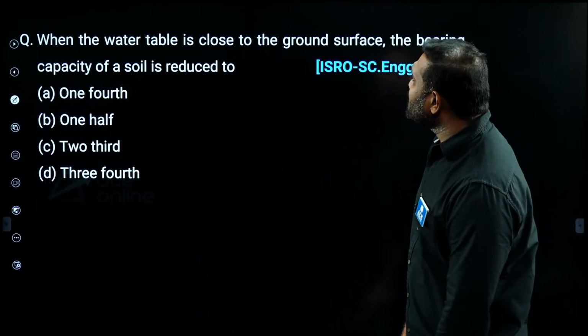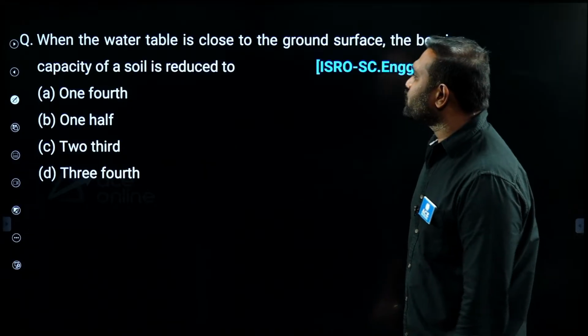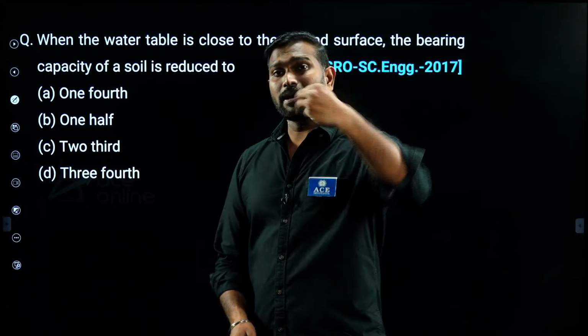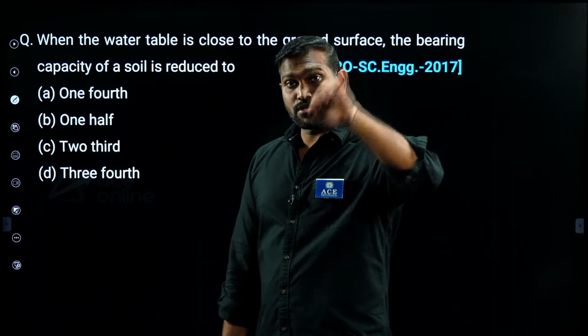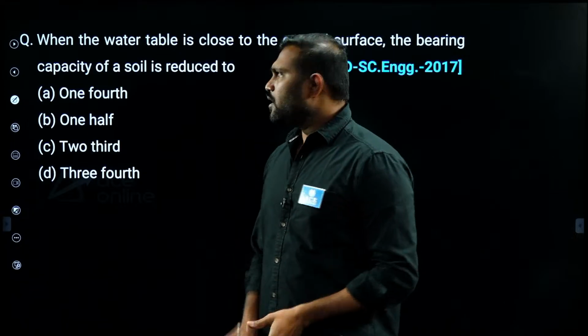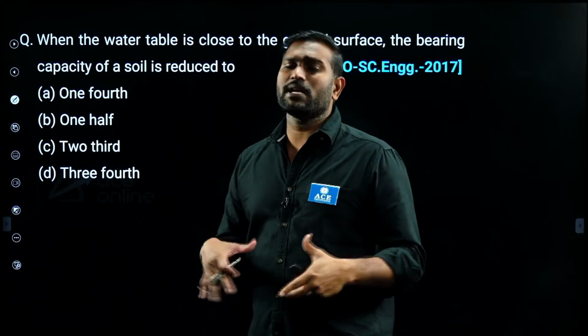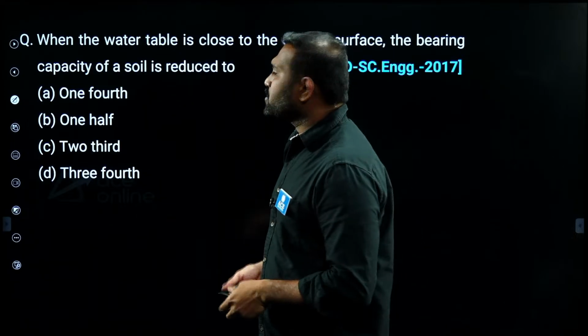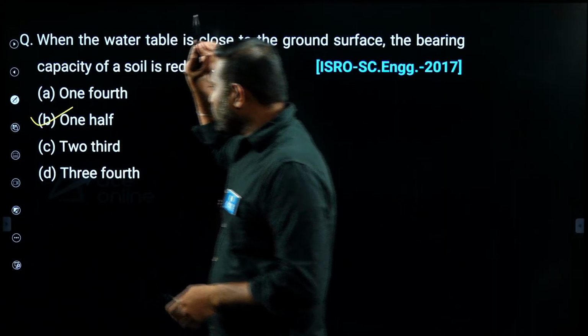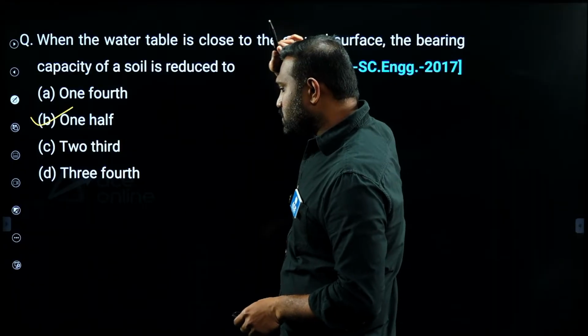Now when the water table is close to the ground surface, the bearing capacity of soil is reduced to what? If the water table is close to the ground level, the soil is completely submerged, the unit weight will reduce to half, and the bearing capacity will reduce to half, especially in cohesionless soil. As nothing is mentioned, assume it is a cohesionless soil; the bearing capacity reduces to 50%. So the correct answer is 1/2. It's not 2/3.